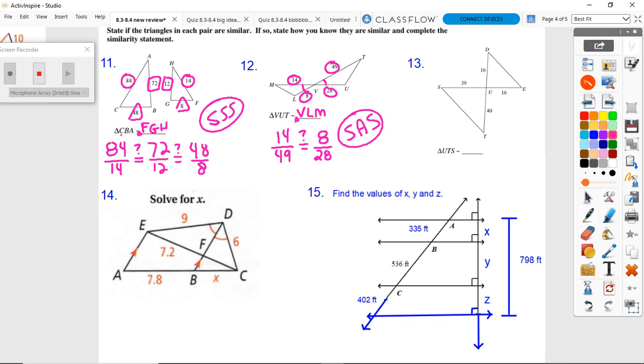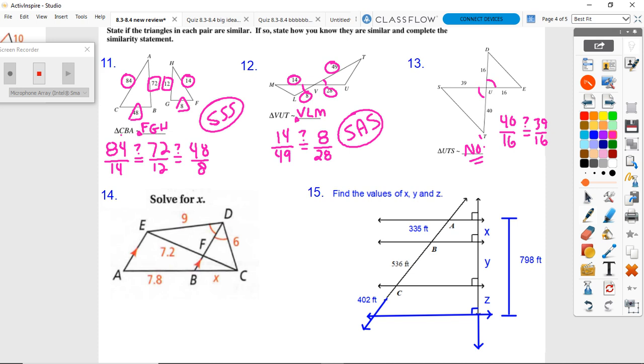All right, 13. Again, two sides, two sides. So I got my vertical angles. So this one could get SAS. Let's check. 40 is to 16 as 39 is to 16. Oh no, no. Not equivalent fractions, so therefore not going to be similar triangles.